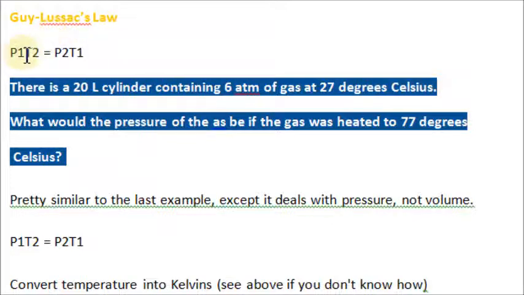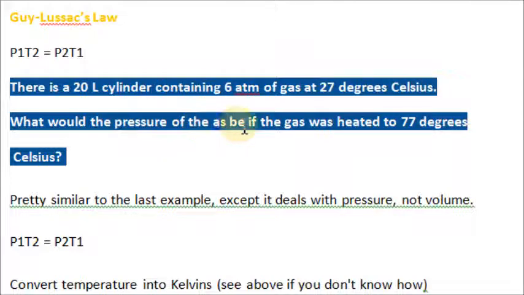So the equation P1 times T2 equals P2 times T1. Notice this is like Charles' law, where the 1 goes with the 2, and the 2 goes with the 1. Not the 1 with the 1 and the 2 with the 2. 1 with 2, 2 with 1. Remember that. Okay, sample. There's a 20-liter cylinder containing 6 atm of a gas at 27 degrees Celsius.